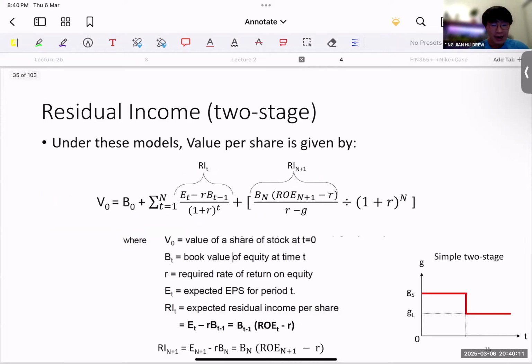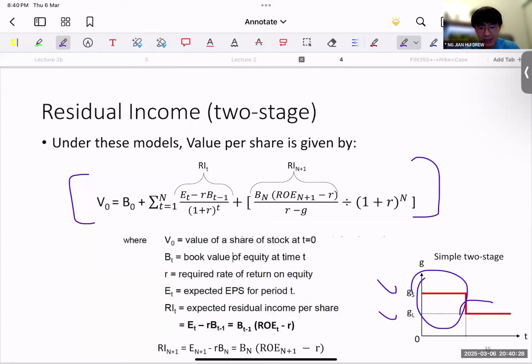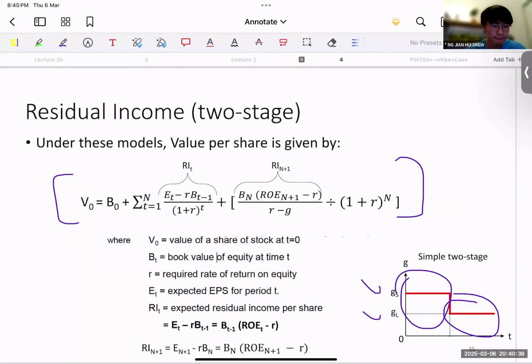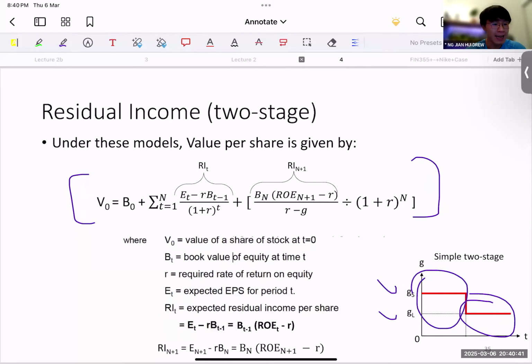Your two-stage, again, this is a generic formula, but the idea is the same as what we have seen in your FCFE and FCFF, where you have the supernormal growth, GS and GL, and you just calculate the various components. You calculate your GS here, you calculate your GL, and then you have the growing perpetuity at the end. So exactly the same. I want to highlight to you that your residual income model uses your cost of equity.